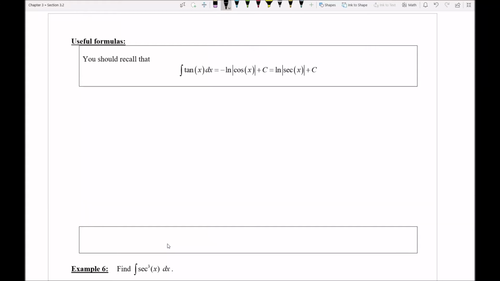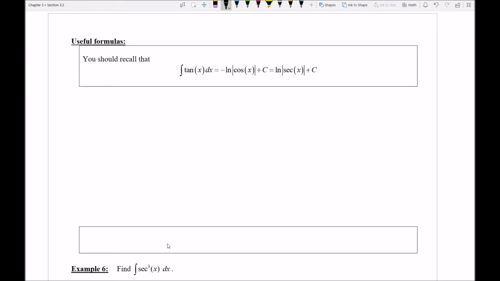In this last video of section 3.2, we're going to take a look at some very useful formulas. These formulas are going to be really great to have dedicated to memory, so that if and when they arise, we don't have to spend the excess time required to actually derive them.